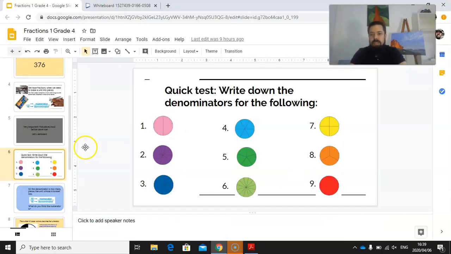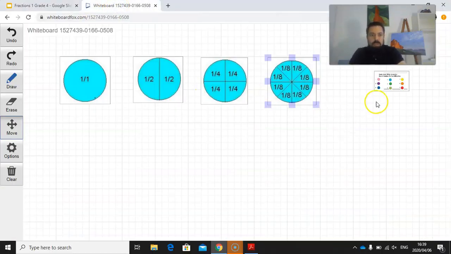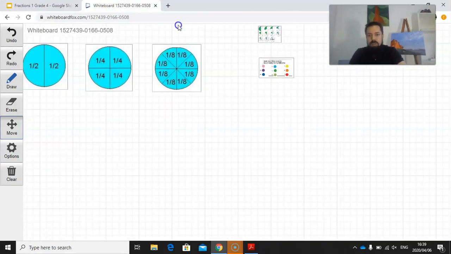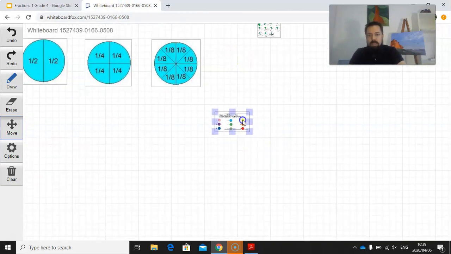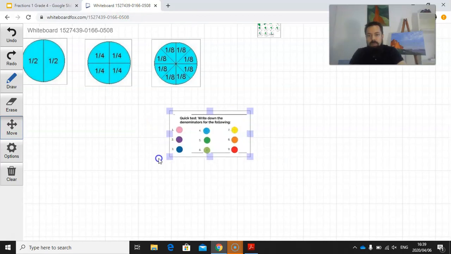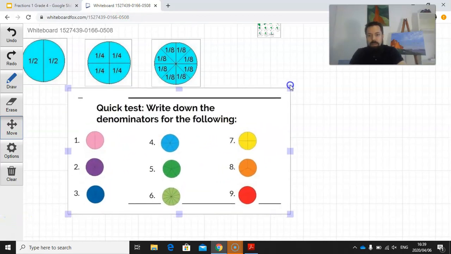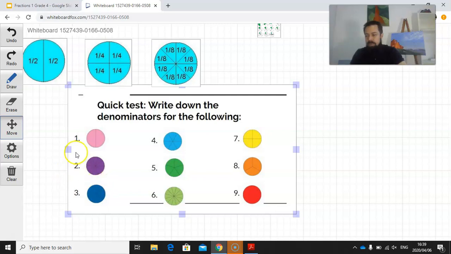So quickly jumping back to the whiteboard, and let me just move over here, make that a bit bigger. All right, so I'm just going to switch on my iPad quickly so that I can draw on this with my finger. All right, so let's have a look at number 4. That's the one I'm going to do for you.